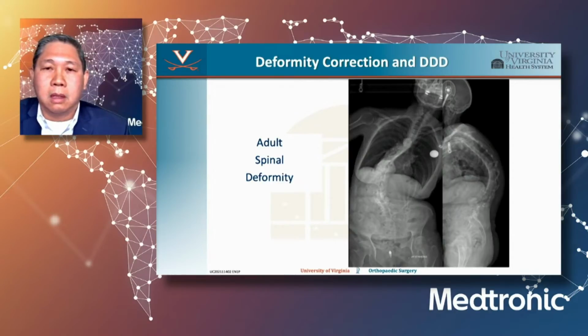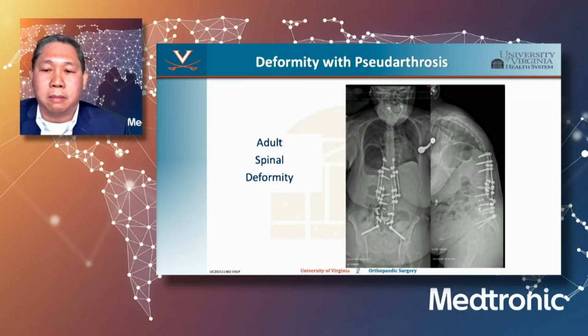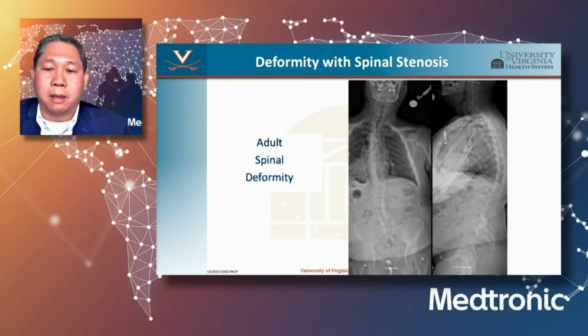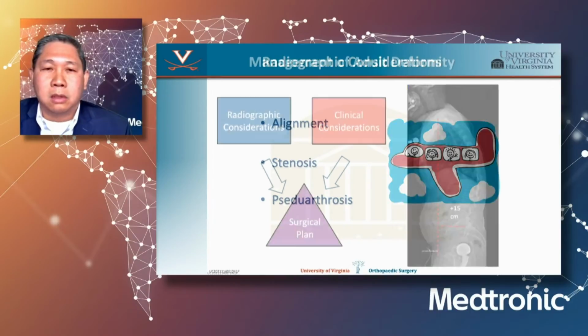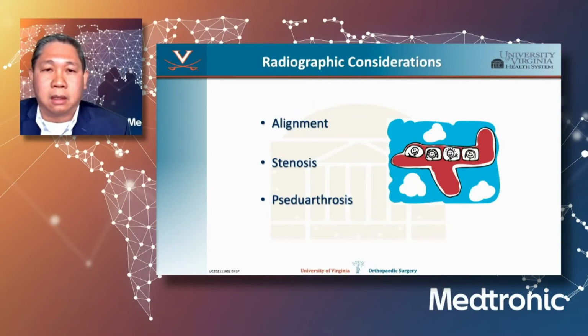This one's an adult spinal deformity. And this is adult spinal deformity. So they're all adult spinal deformity. And what we need to do is try to decide what each patient needs. So if I put together some of the radiographic considerations and the clinical considerations, we try to design a surgical plan. So this is kind of a 30,000 foot look down.